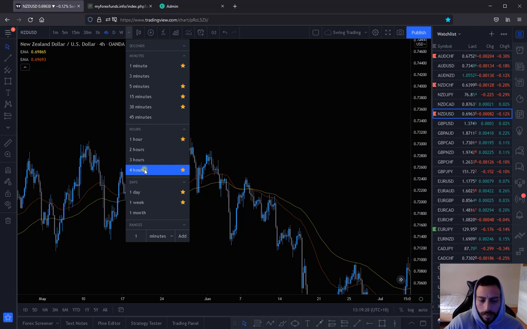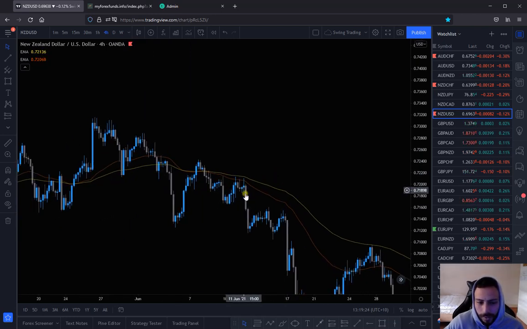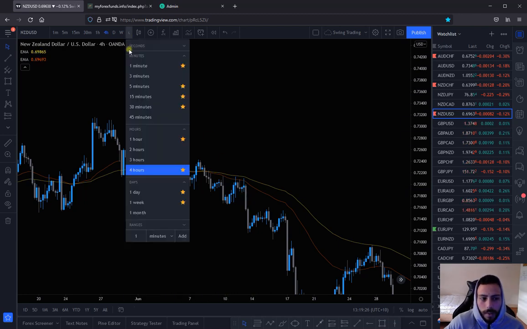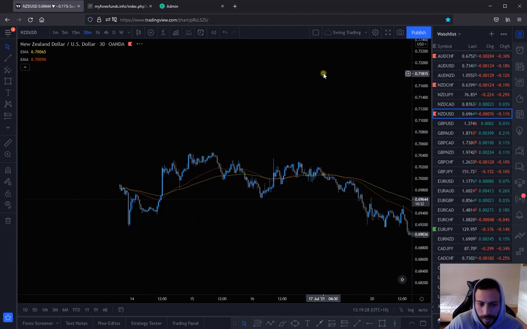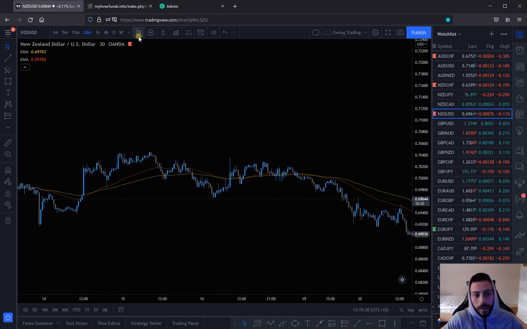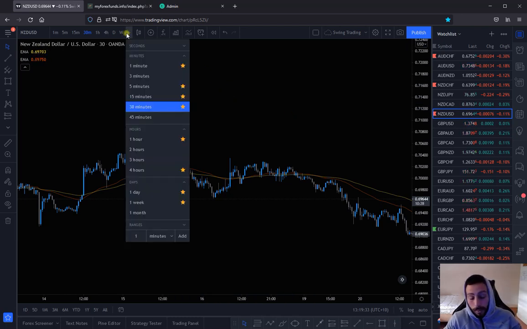Okay, so if I'm on a 4 hour timeframe, which is what I'm on now, it means that each candle is 4 hours. If I'm on a 30-minute timeframe, it just means that each candle is 30 minutes. Now we use the different timeframes for different things, because some things that work better on the lower timeframes don't work better on the higher timeframes, and vice versa. So we use different timeframes for different things.